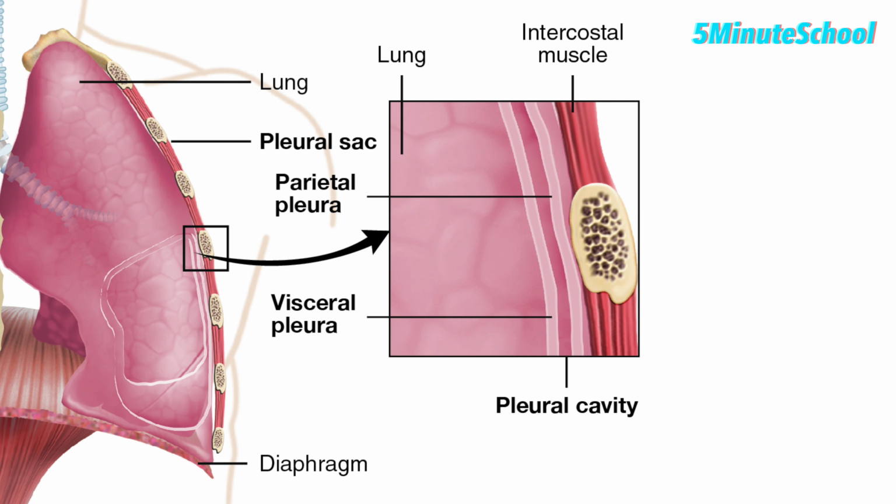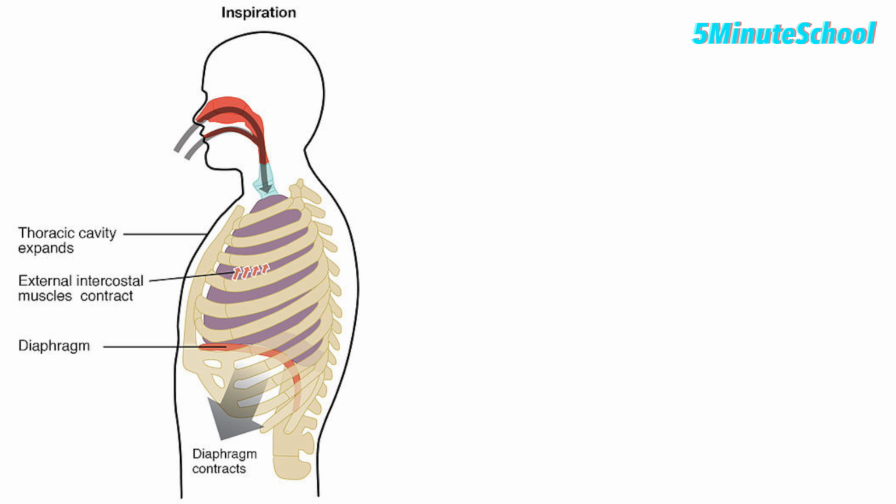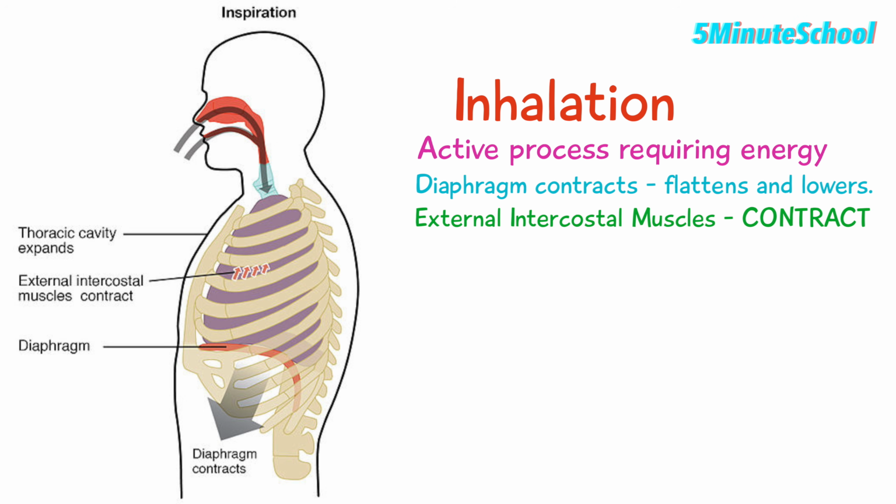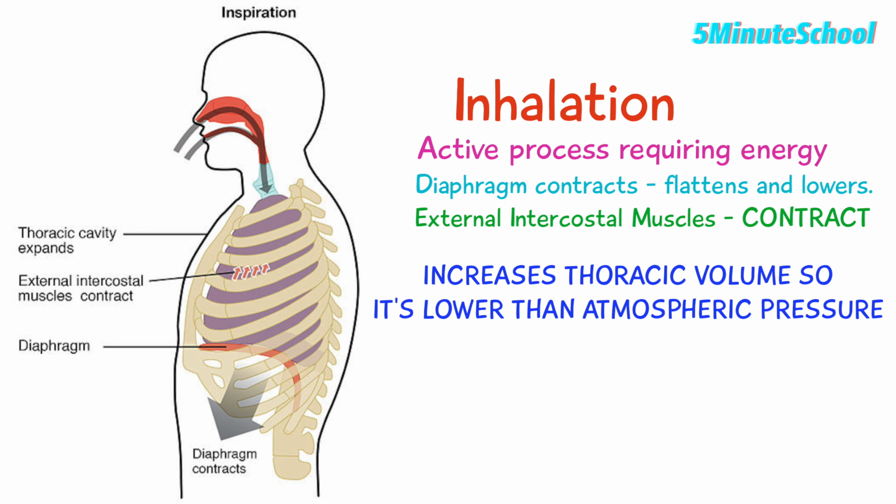There are two components of ventilation. We have inspiration, which means taking air in, so let's talk about this process. Inspiration is taking air in, or inhalation, and it's an active process which requires energy. The diaphragm contracts, flattens, and lowers. The external intercostal muscles contract, moving the ribs upwards and outwards. So these two changes increase the volume of the thorax.